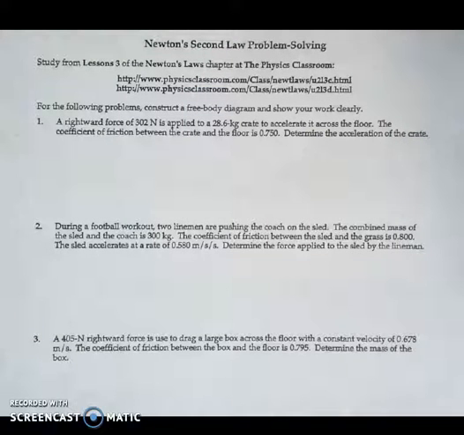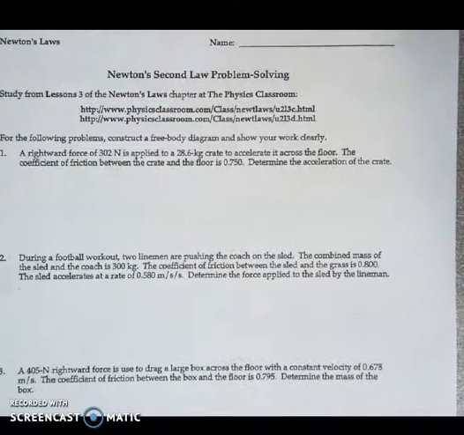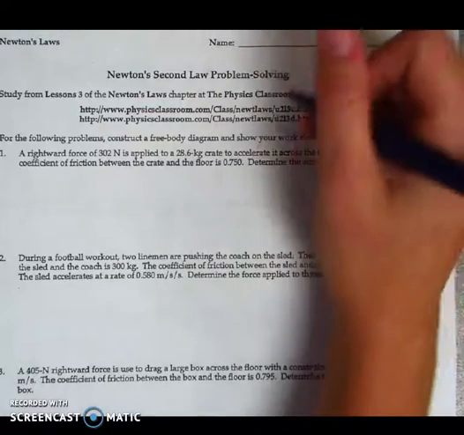So now I want to walk through the Newton's second law problem solving practice. This was the second practice for this week. And this one is a little more involved because these don't have the free body diagrams drawn for us. But I want to go ahead and write at the top the three equations that we need to make sure that we know when solving forces problems.